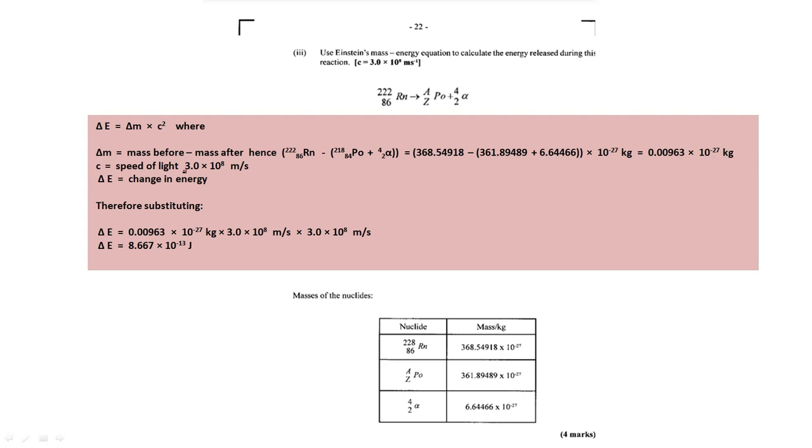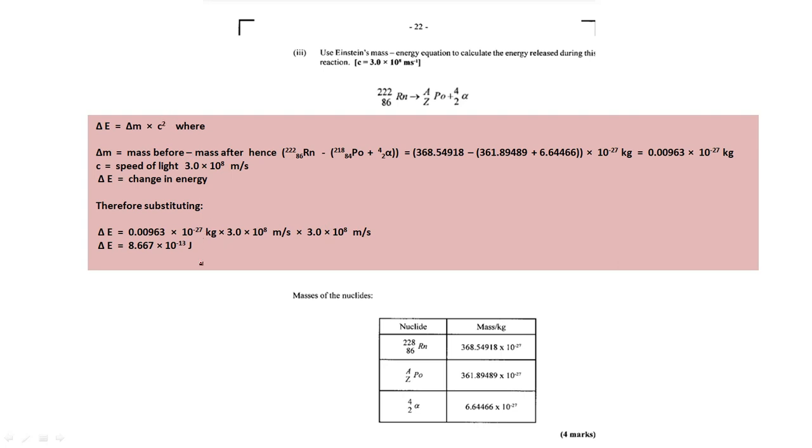The speed of light is given, it's up here, 3 times 10 to the 8 meters per second, and we want to just calculate the change in energy. So all we do now is substitute our values. So we have 0.00963 times 10 to the negative 27. Don't forget that. Times 3 times 10 to the 8 meters per second times 3 times 10 to the 8 meters per second. We must not forget that it's being squared.